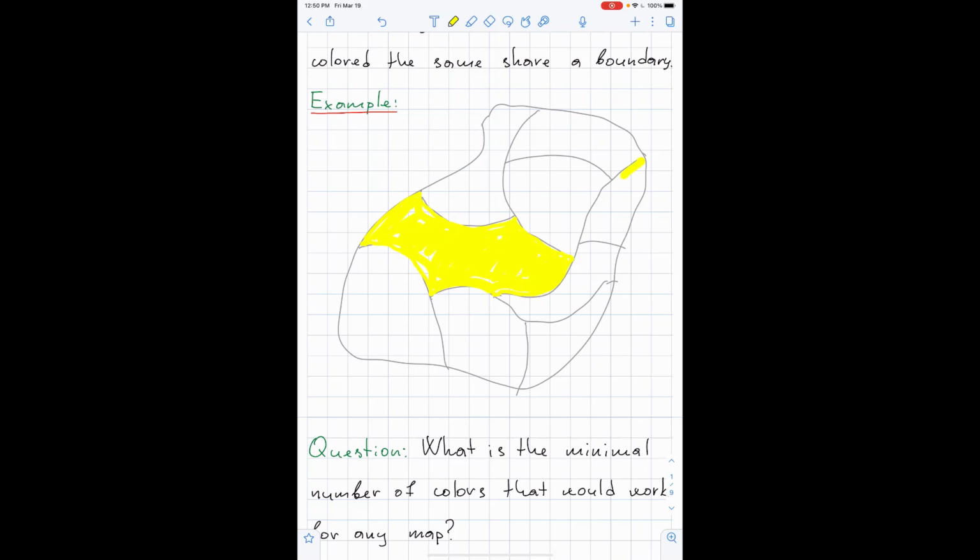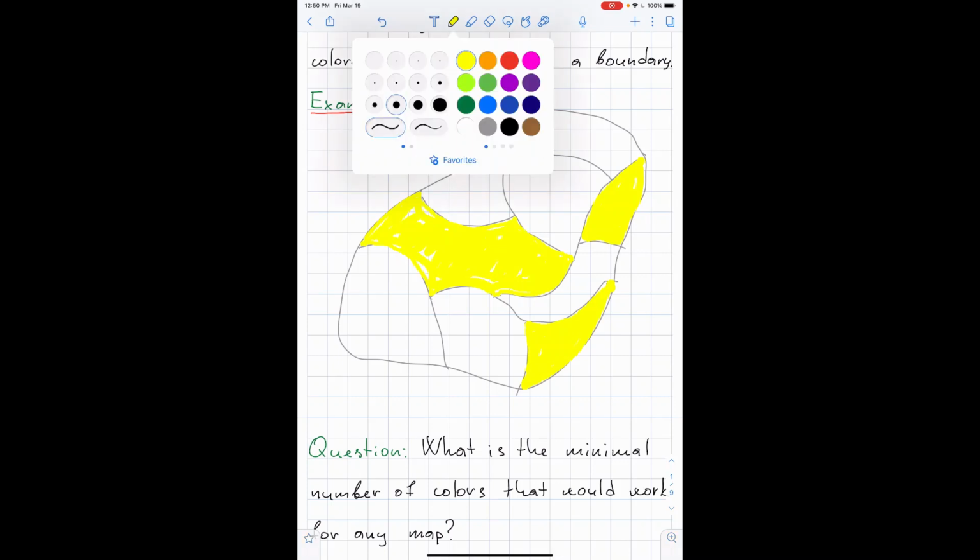So say I can color this country in yellow. And then I can still color this one in yellow. All right, but I think that's it. So I cannot color any more countries in yellow. So let's use another color, say green.